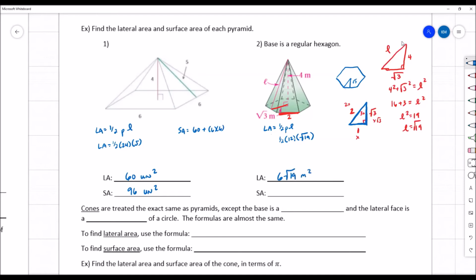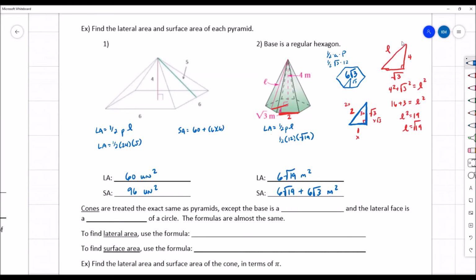Squared. And then for our surface area, we're going to add the area of the base. So our base is a regular hexagon. Remember for that, we did 1/2 the apothem times the perimeter. We already know these values. Our apothem is radical 3. Our perimeter is 12. Half of 12 is 6. So we get 6 radical 3. Now remember that 6 radical 3 is the area of our base. We already know our surface area is going to be our lateral area, which is 6 radical 19, plus the area of our base, which is 6 radical 3.